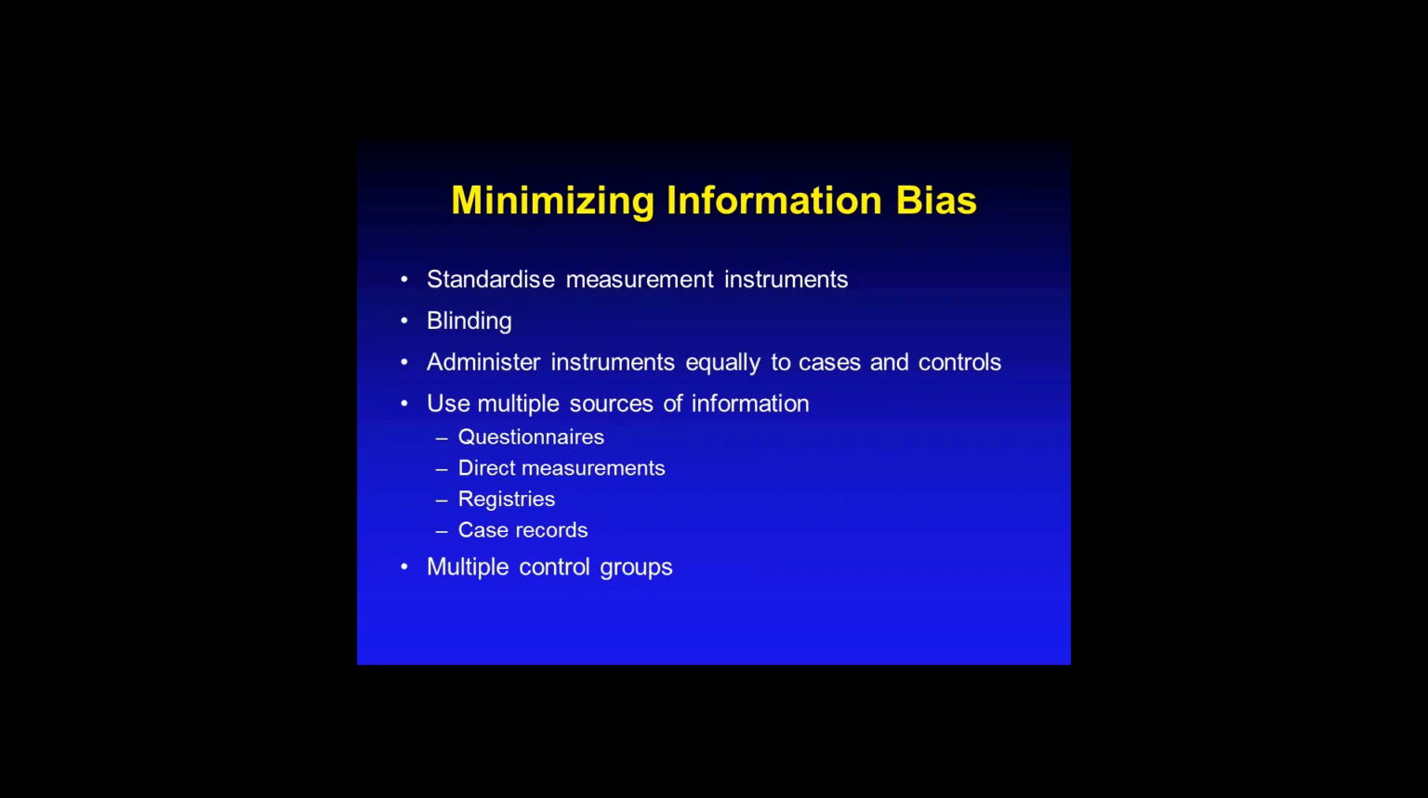So by using multiple sources of information, you can corroborate the information you get from the sources. If you get an agreement between the sources, then you minimize the information bias because the sources actually agree with each other.